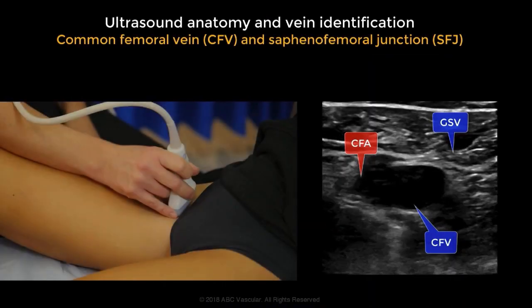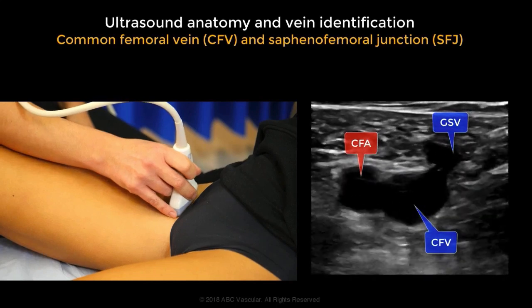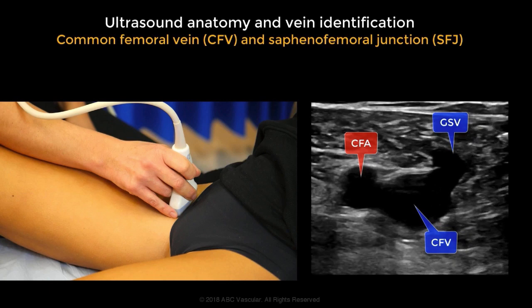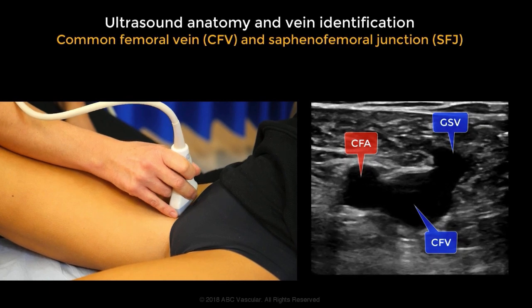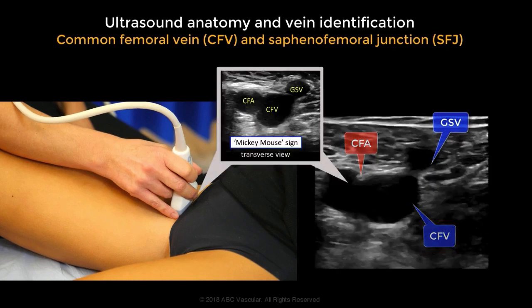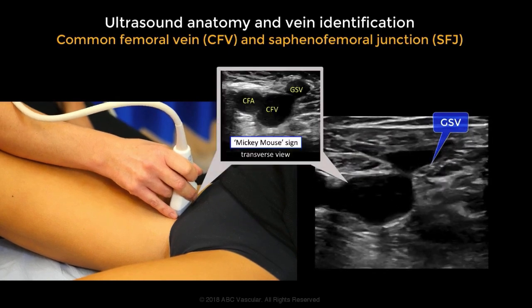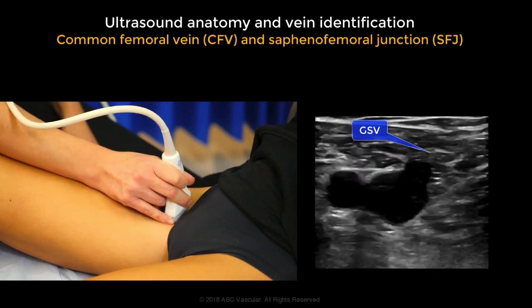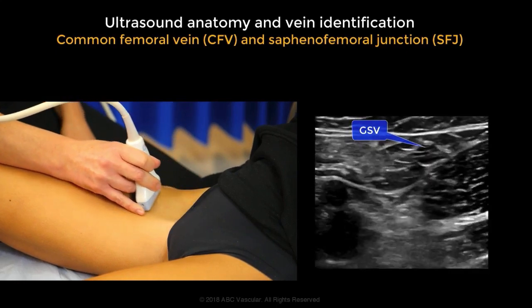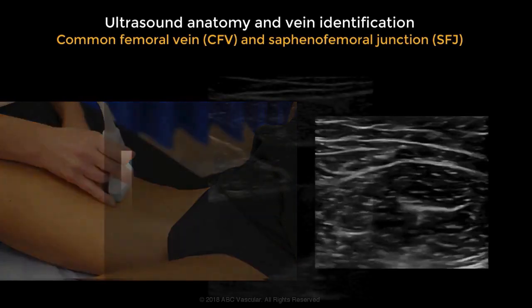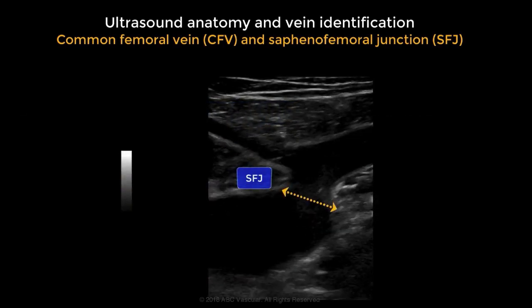To identify the common femoral vein, position the transducer in cross-sectional view in the groin, and you will identify the common femoral artery, the common femoral vein, and the great saphenous vein. This is the so-called Mickey Mouse and represents the saphenofemoral junction. From the common femoral vein, you can see the great saphenous vein, which leaves the common femoral vein and continues in the medial aspect of the thigh.